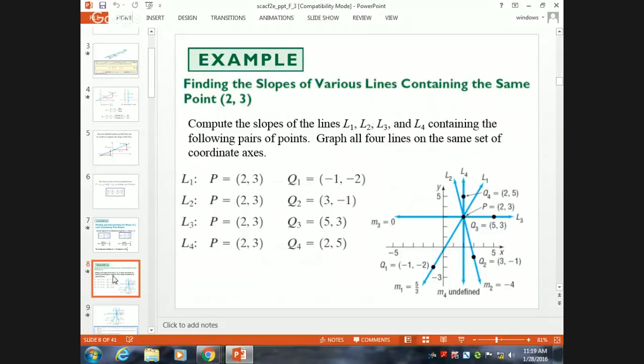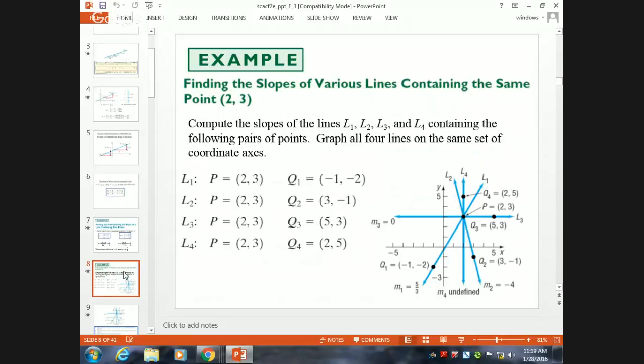Okay? So you got these slopes of lines containing the same point 2, 3, and I think we were supposed to actually calculate them. Okay? So this first line, L1, is going to have a positive slope. L2, going downhill from left to right, is going to have a negative slope. L3 is going to have slope 0 because it's going flat. L4 has slope that's undefined because it requires you to divide by 0.